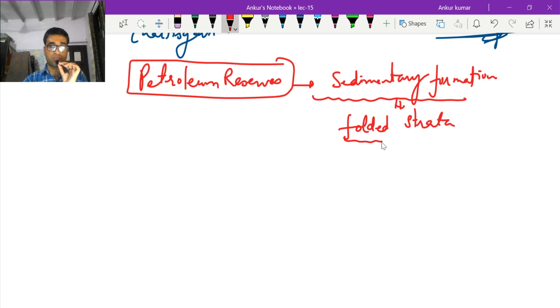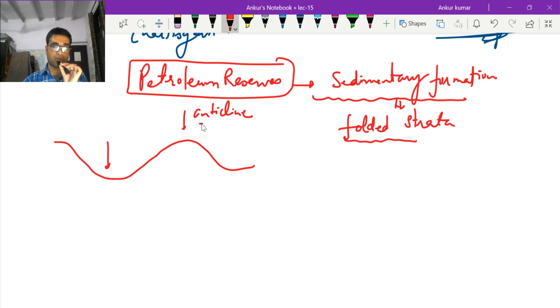Folded strata means strata like this. Okay, this is called the syncline, this is called anticline. अब जो जो petroleum reserves और gas reserves, they are found in the anticlines. In anticlines, the shape becomes something like that. So let us say this is the formation of anticline here, like that.